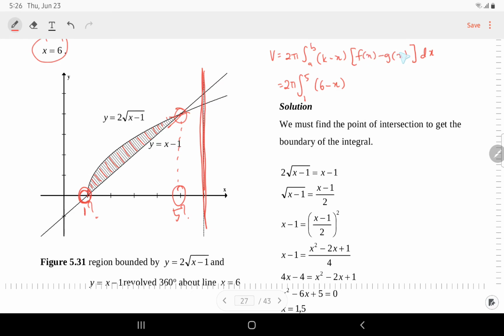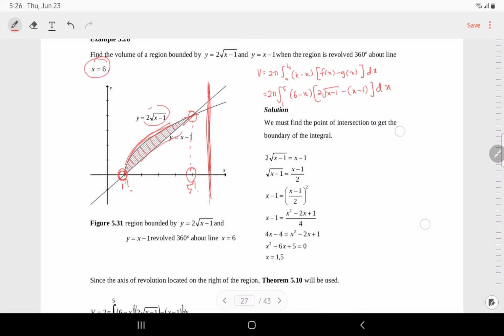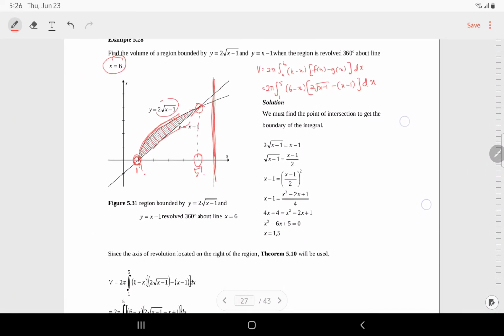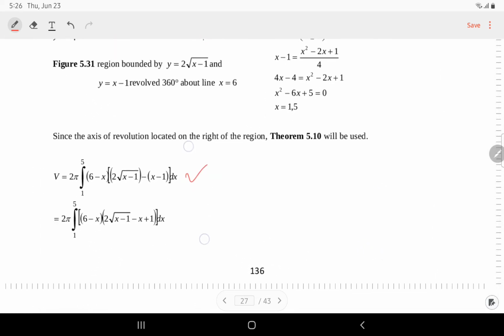Okay, and then function f and g. F is the upper function yang ni. And then lower function yang ni. So upper function kita boleh terus ambil yang ni lah, sebab kita nak integrate by dx, kena ada variable x. So 2 square root x minus 1, minus g kita adalah x minus 1 dx. Okay, so itu cara setupkan formula dia. Okay, so you all boleh nampak sama macam yang ni. Okay, sama. So kita tengok macam mana nak solve dia.